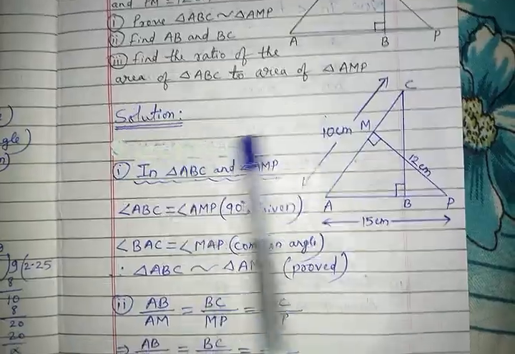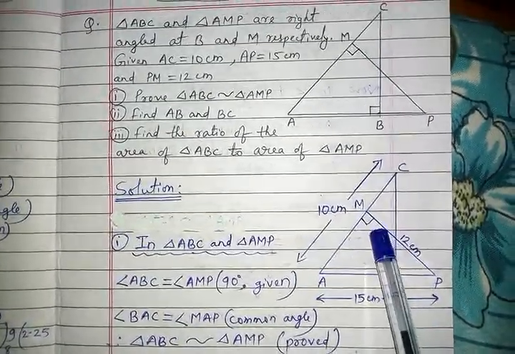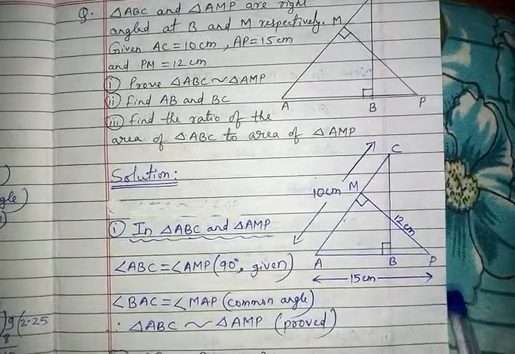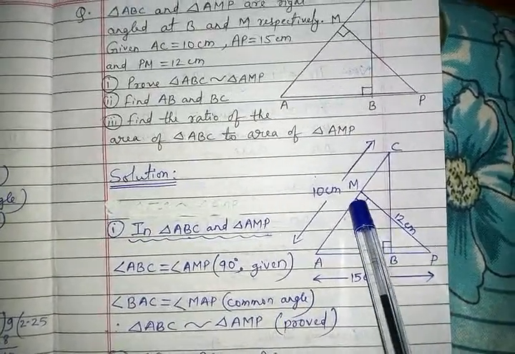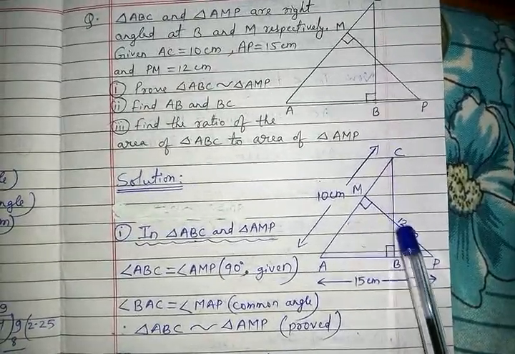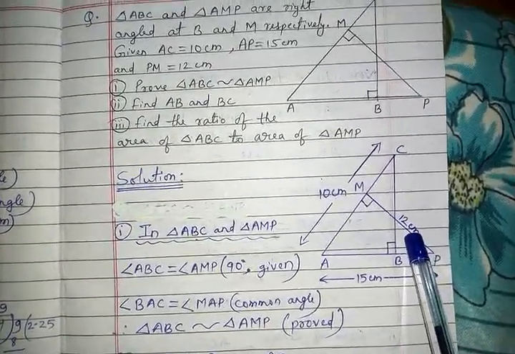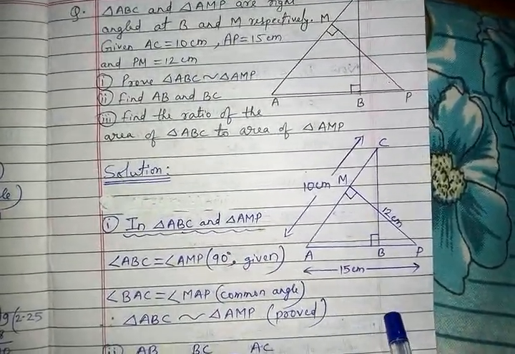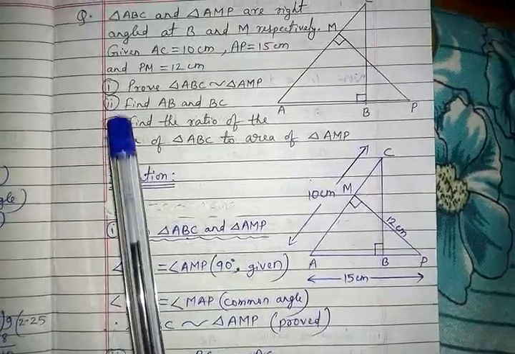So the solution starts. Same triangle, but here I have put the values: AC is 10 centimeters, AP is 15 centimeters, and PM is 12 centimeters. It is given in the question. So I show this and I have put the respective values. Now I will begin number 1.